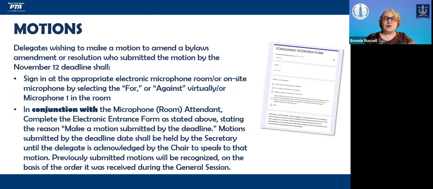Delegates wishing to make a motion to amend a bylaws amendment or resolution who submitted the motion by November 12th shall sign in at the appropriate electronic microphone room or on-site microphone by selecting the for or against virtually, or microphone 1 in the room. In conjunction with the microphone room attendant, complete the electronic entrance form. They will actually interview you. This over to the right is just to show you what they will be asking you as you go through this.